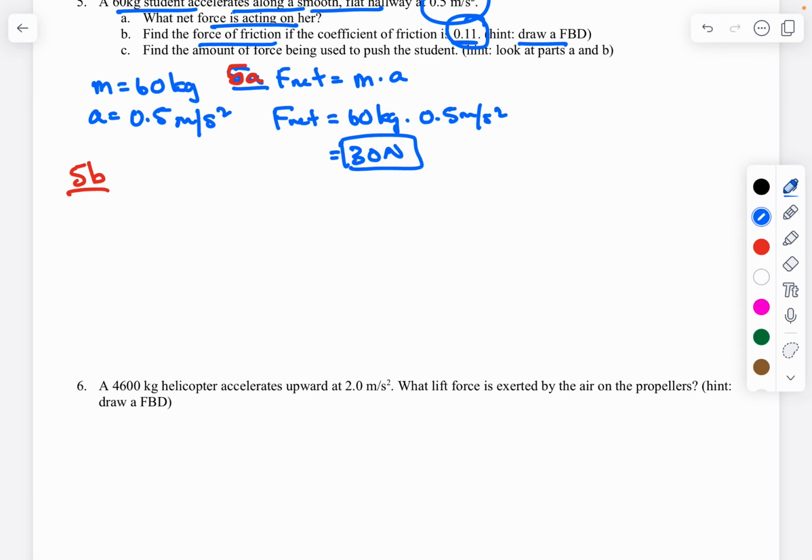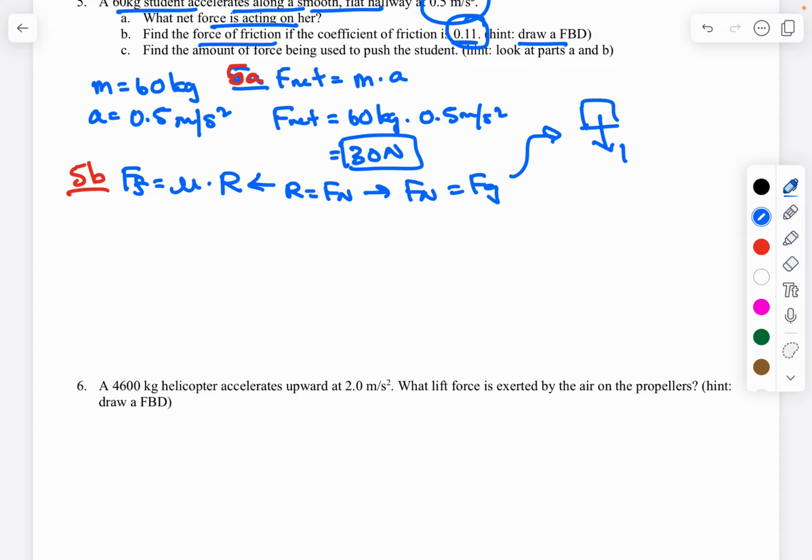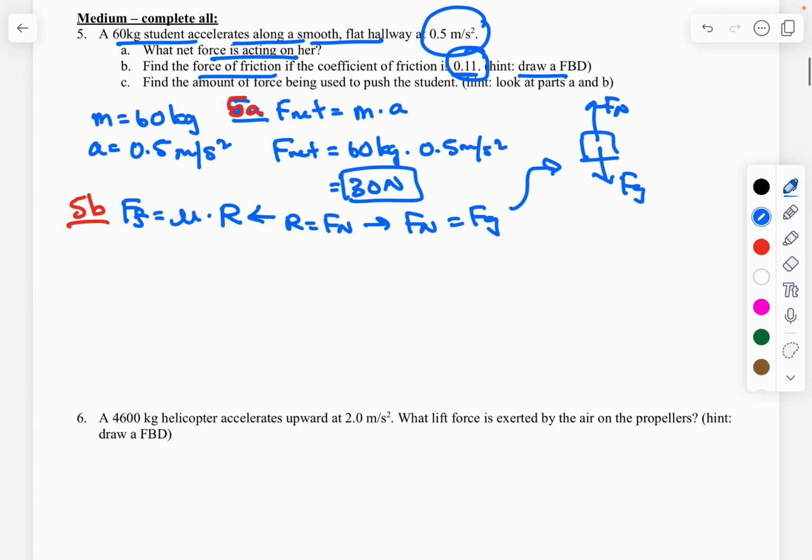Okay, so remember the force of friction, right? Force of friction is equal to mu times R, where R is equal to Fn, the normal force. And we know that the normal force, Fn, is equal to Fg. And that comes from this, right? So here you have Fg and Fn. They're equal to each other because it's not specific, I suppose, but it's pretty clear that the person is not jumping up and down, right? They're just moving across.